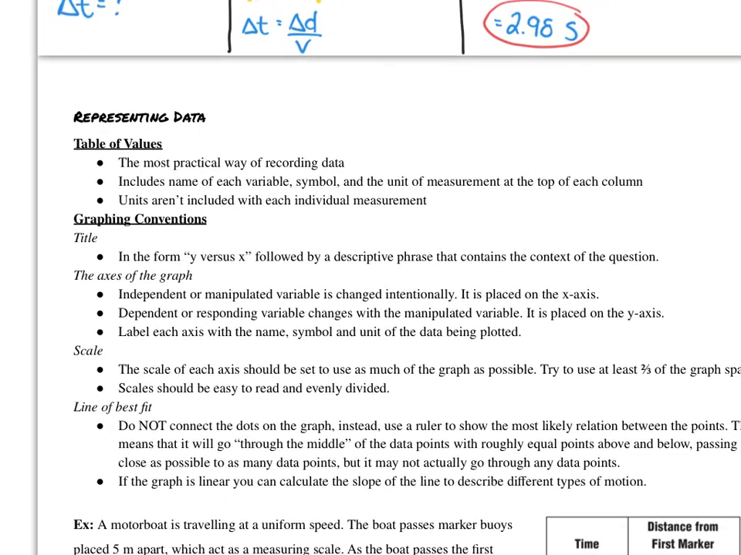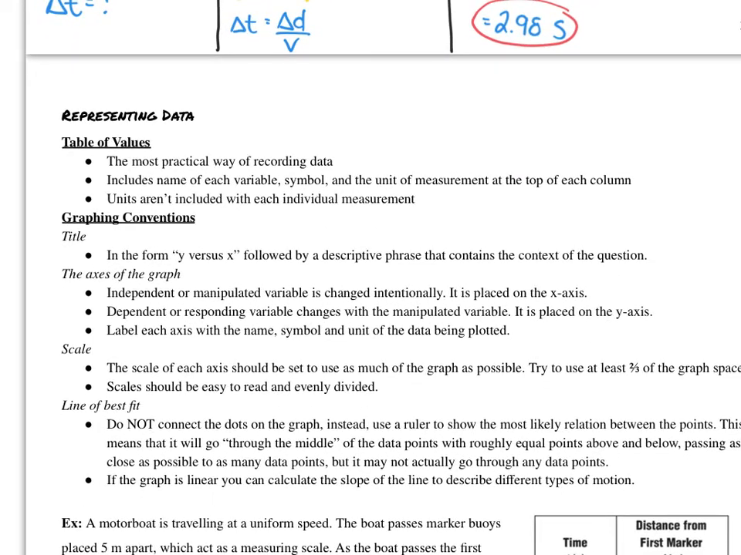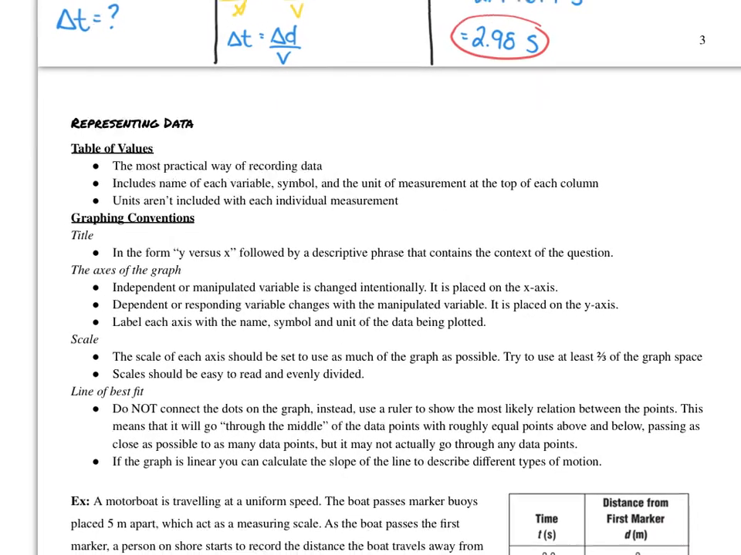Okay. So now that we know how to calculate, we also need to know how to graph. So a few things to note here. When we are representing data collected in an experiment or some sort of scenario, it's often recorded in a table of values. In the table of values, each title or column includes the name of each variable, its symbol, and the unit of measurement.